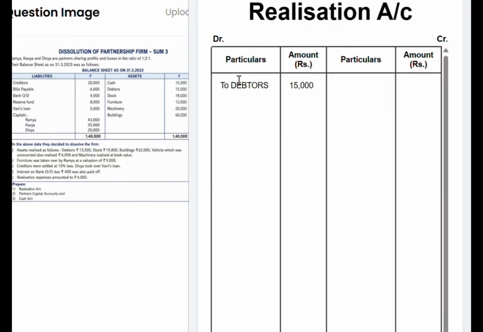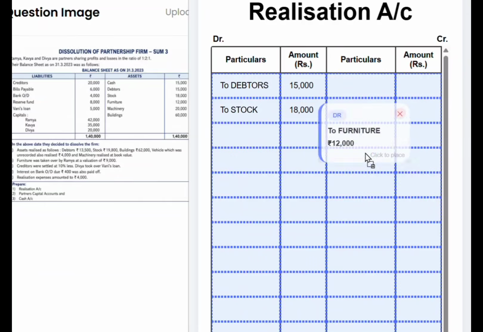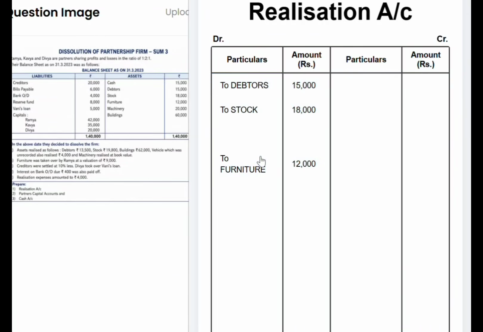So once the debtors are entered, next we have is the stock. So to stock on the debit side of the realization account, 18,000. So the next asset what we have is the furniture. Furniture should be brought down again on the debit side, to furniture, 12,000.